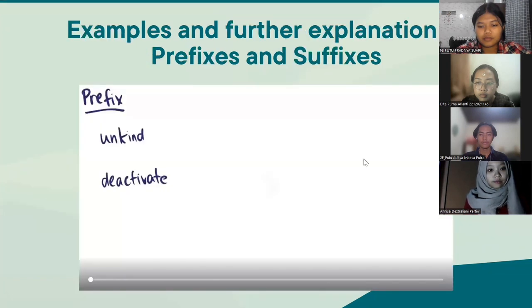Next slide. Here is a video to show you examples and further explanation of prefixes and suffixes.